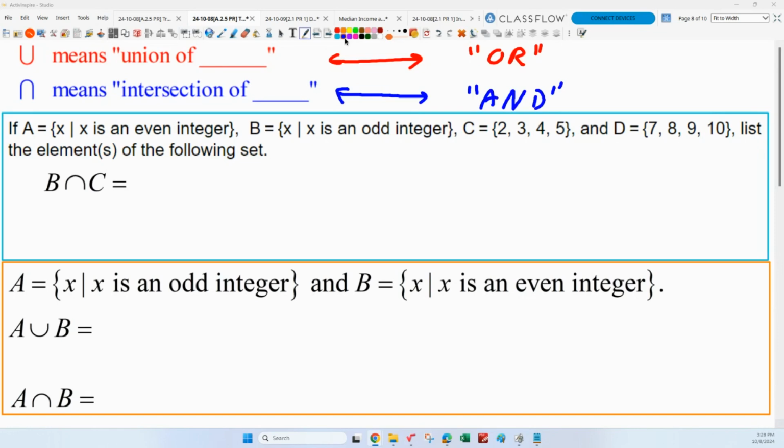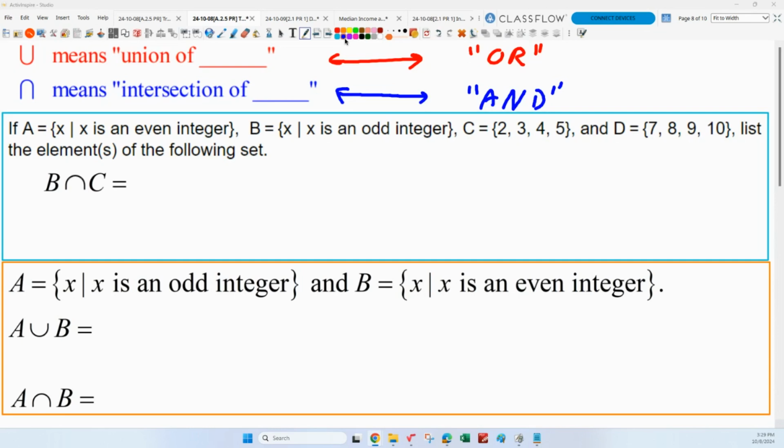Okay, so let's think about this then. First example in the blue box. They give us 4 sets, and they want us to find, how would we read this? This is the intersection of sets B and C. That's how we'd read that. It's the intersection symbol. So intersection means we want to find all the parts of the sets that are in both at the same time. Okay, well, what is that going to be? The set B, the set of all x such that x is an odd integer. So that's just a fancy way of saying all odd integers, right? Set C only has 4 elements, 2, 3, 4, and 5. So what's going to be the intersection of the set of all odd integers and the set 2, 3, 4, and 5?